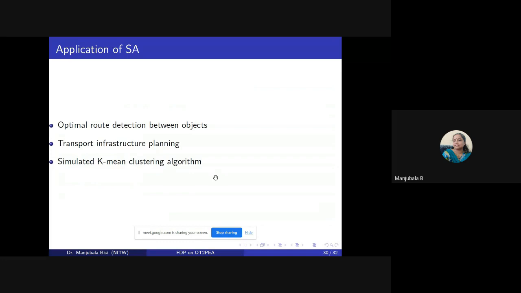So these are some of the basic applications, right? Because your participants are from different domains, I'm not explaining any problem related to a specific domain. These are a few applications, and you can search for your domain how simulated annealing has been applied to solve problems. Optimal route detection between objects, wireless sensor networks, transport infrastructure planning for civil engineering. Clustering also you can do by using the simulated annealing algorithm.